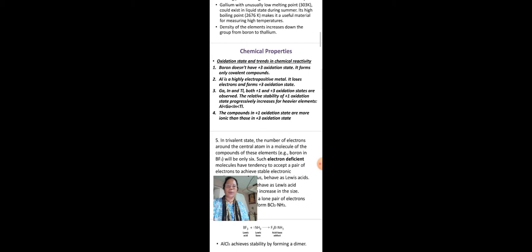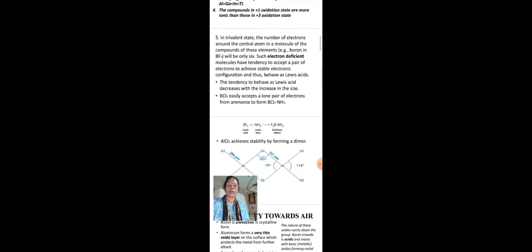The compounds in +1 oxidation state are more ionic than those of the +3 oxidation state, due to the 2 electrons present in the ns2 orbital. In the trivalent state, the number of electrons around the central atom in a molecule of the compounds of these elements, for example boron in BF3, will be only 6. Such electron deficient molecules have a tendency to accept a pair of electrons to achieve stable electronic configuration, and thus they behave as Lewis acids. The tendency to behave as Lewis acid decreases with the increase in size.